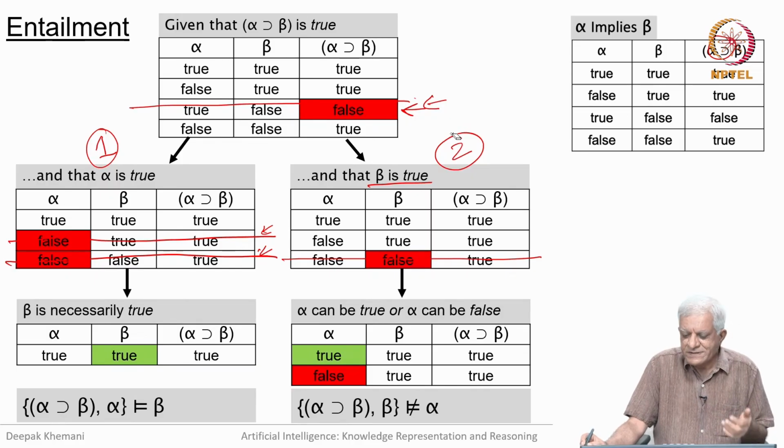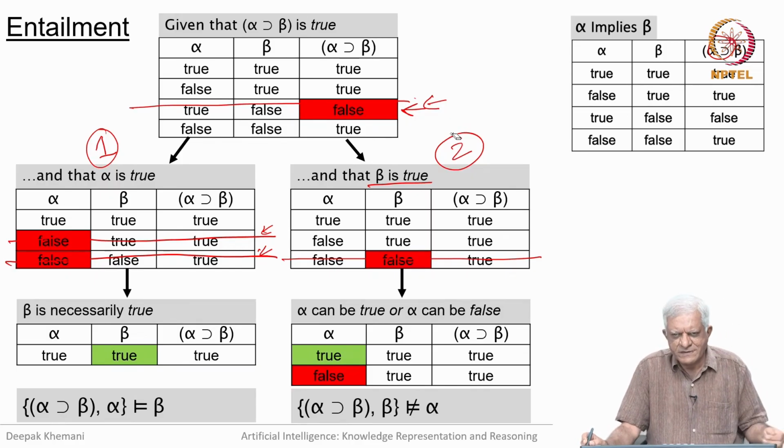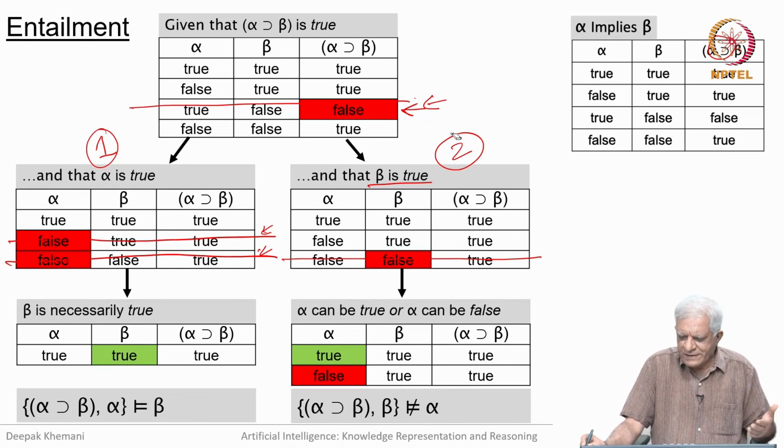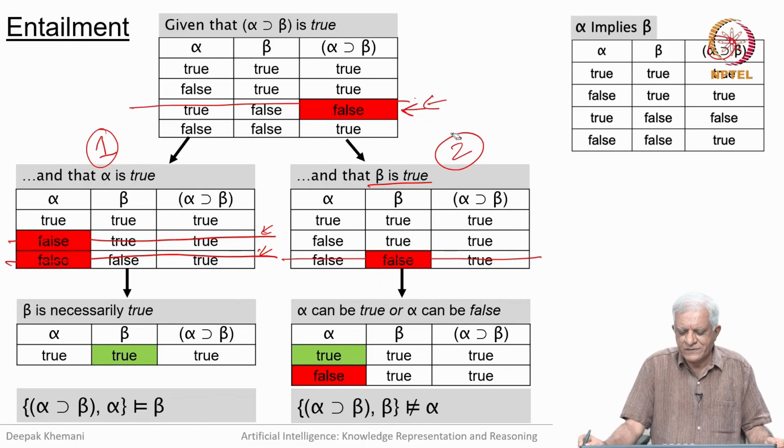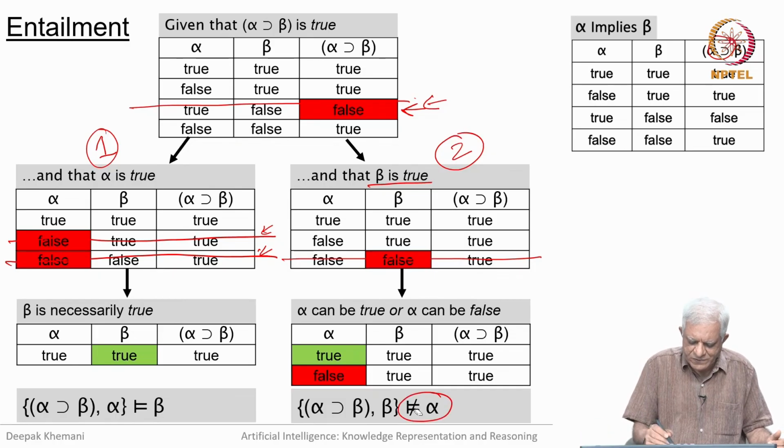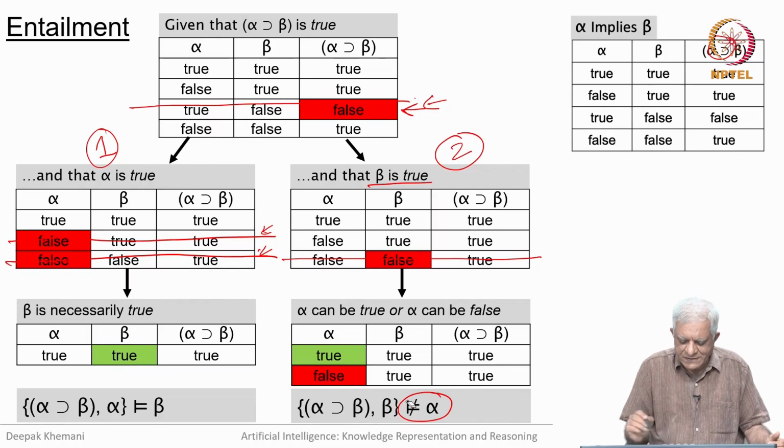So, you can see the interestingness of this implication statement, and an implication statement is the most common form of inference that we will see. If somebody has given you alpha implies beta, and if they give you alpha, then you can conclude beta. But if they say alpha implies beta and they give you beta, you cannot conclude alpha. So, alpha is, as you can see here, not entailed. We use this entailment symbol with a slash sign to say not entailed.